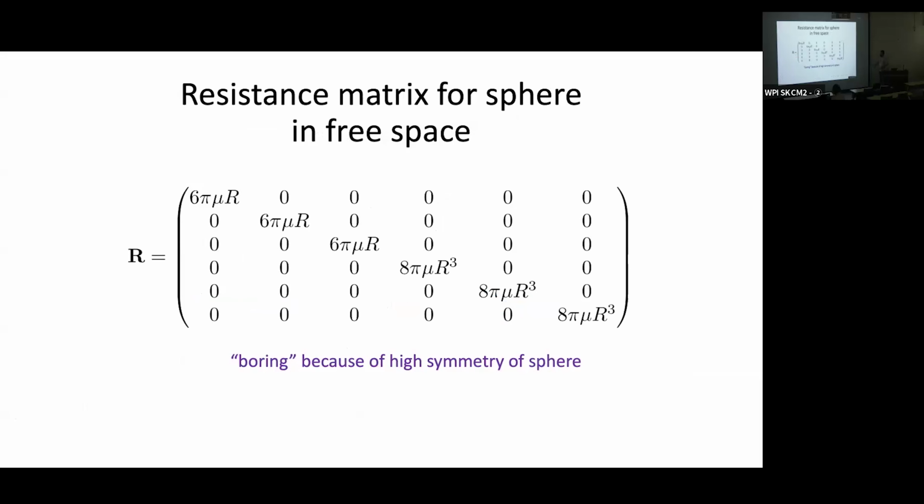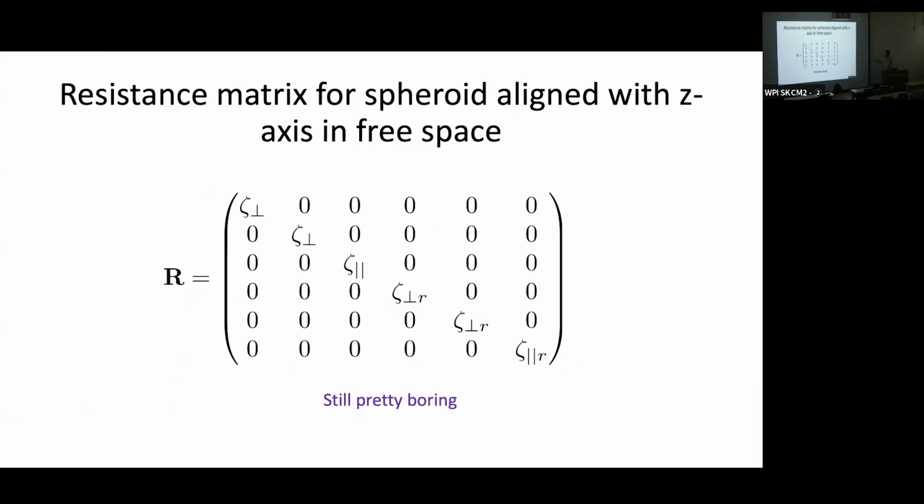Now let's look at those objects in the resistance matrix formalism. Sphere is very boring because it's spherically symmetric. So I get 3 identical diagonal components here, 3 identical diagonal components here for the rotational drag coefficient. And then I go to the spheroid, still pretty boring because diagonal, at least in its own frame coinciding with its axes.